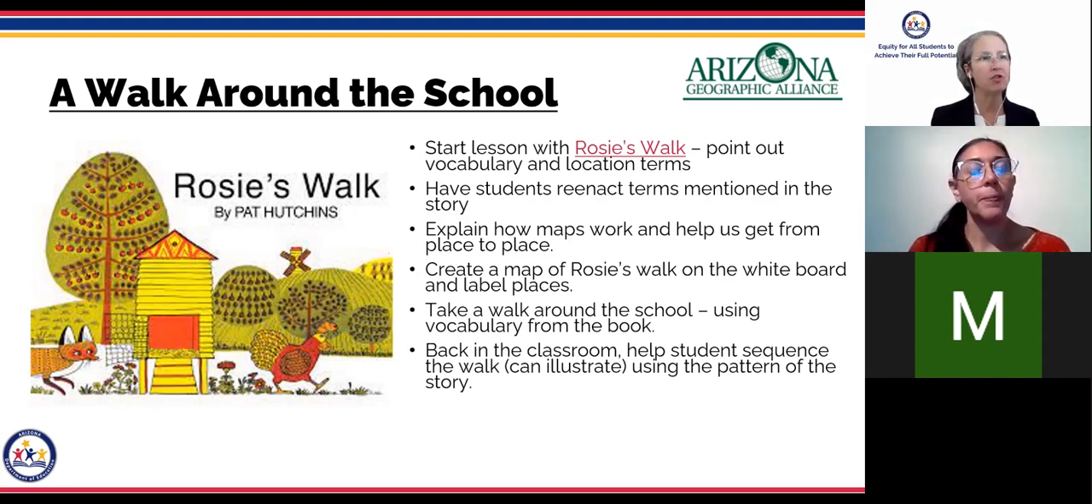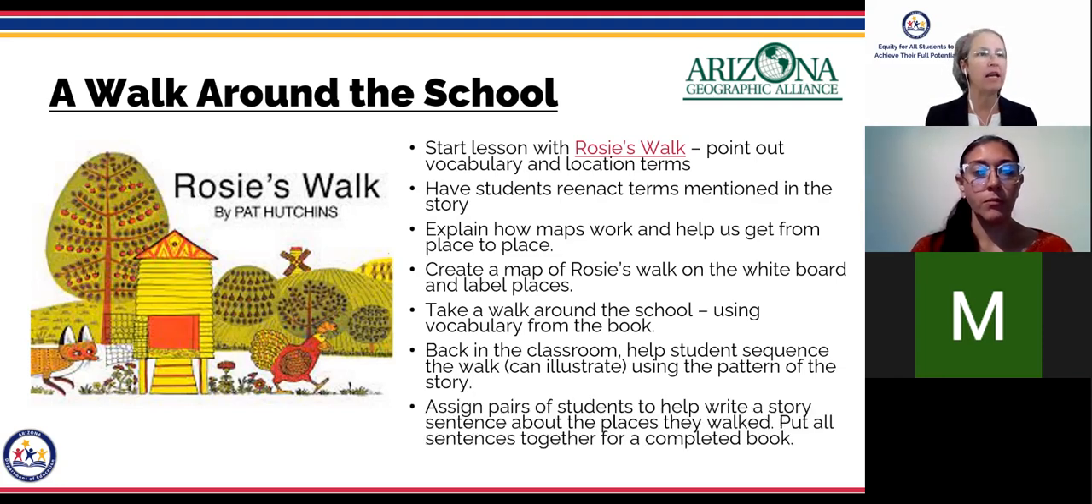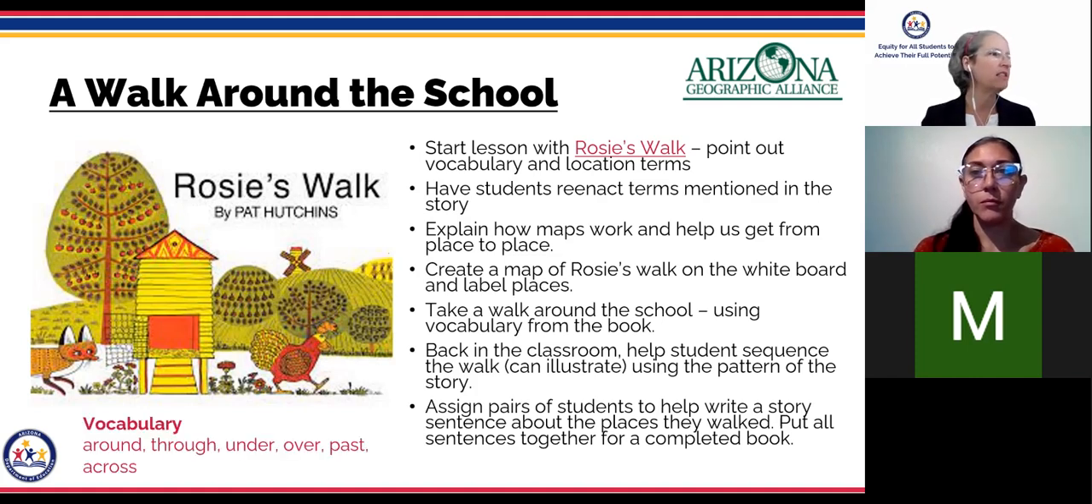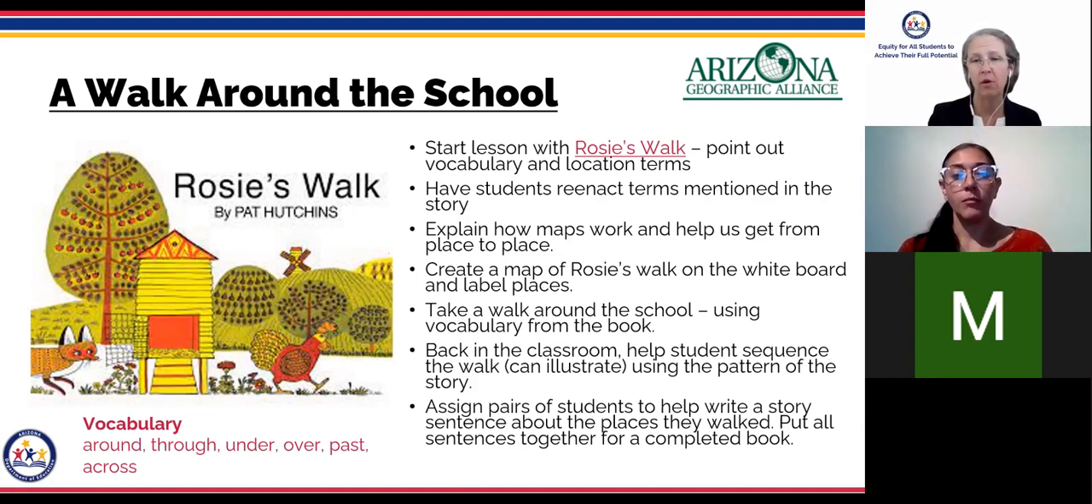Then they come back into the classroom, and as a whole class, you could have the students sequence the walk. So now here we're doing some chronological stuff, right? What came first, what came second? They can illustrate it. They can make those patterns and connections to the story. And then you can have kids write a story themselves about the places that they walked in the school. And you could put all of that together for a completed book. So some of the vocab with this is things like around, through, under, over, and past. And these are great vocabulary terms for kinders to learn as they're going through.